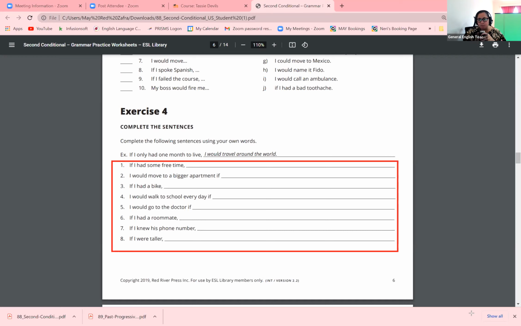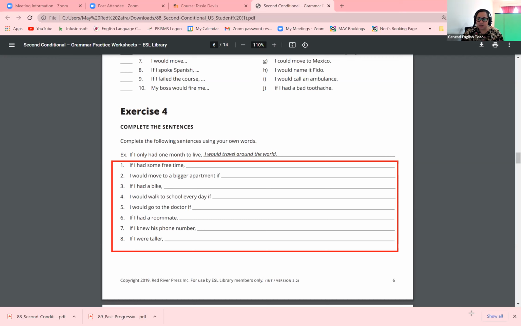I would move to a bigger apartment if I get a job. Yes. I would move to a big apartment if I got promoted in my job. Yes. If I had a bike, I would ride it in sunny days. Yes. If I had a bike, I would go everywhere. Yes. Yes, Nahal, I want you to fix it. Not just say yes to me, please.